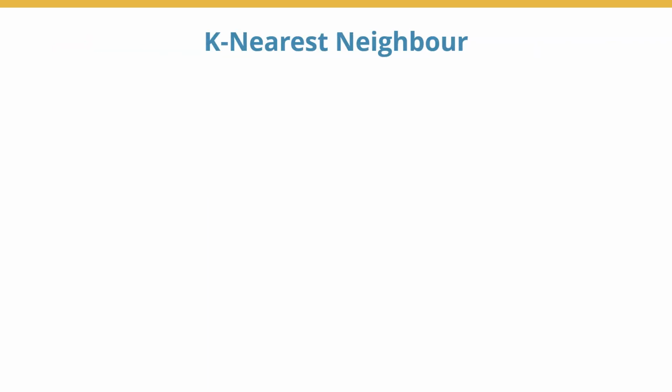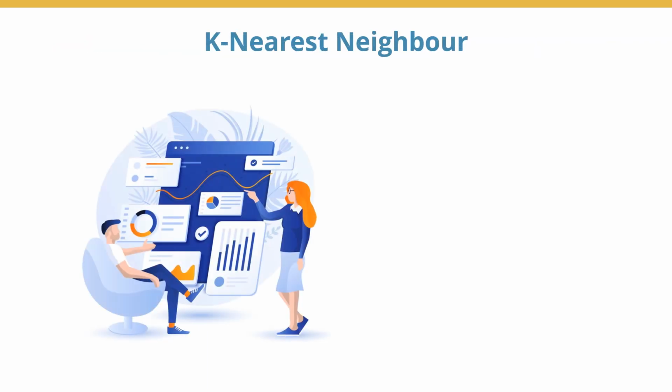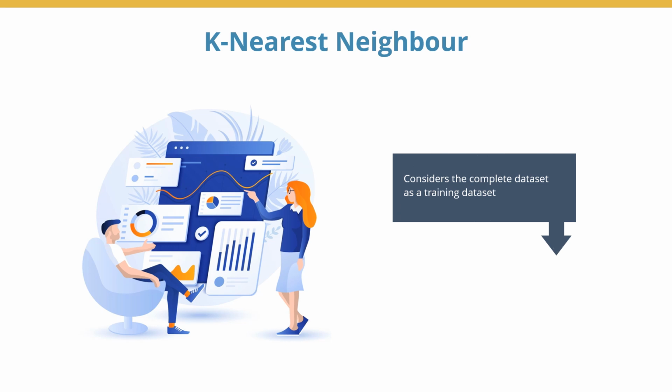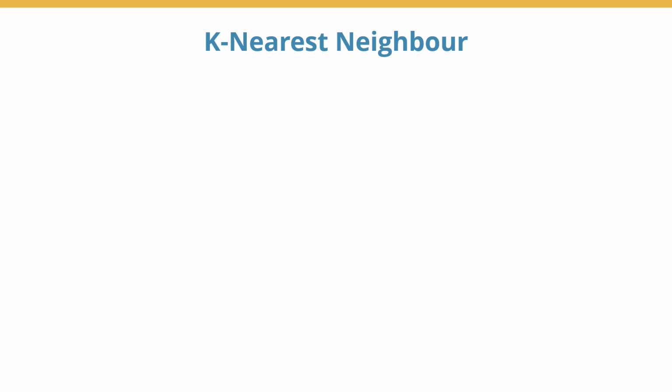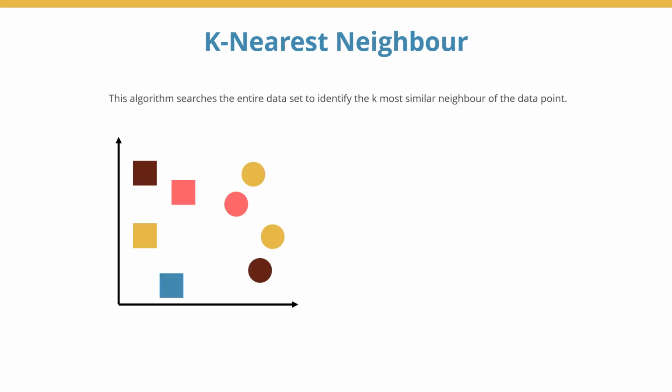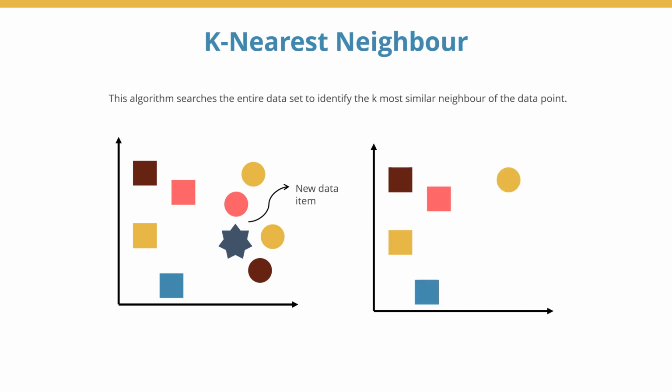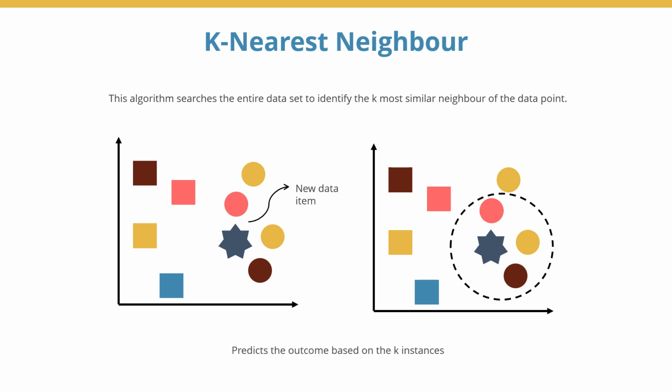K nearest neighbor. K nearest neighbor considers the complete dataset as a training dataset. K nearest is used to train the model after which the outcome of the new data point is predicted. The KNN algorithm searches the entire dataset to identify the K most similar or nearest neighbors of that data point. It then predicts the outcome based on these K instances.